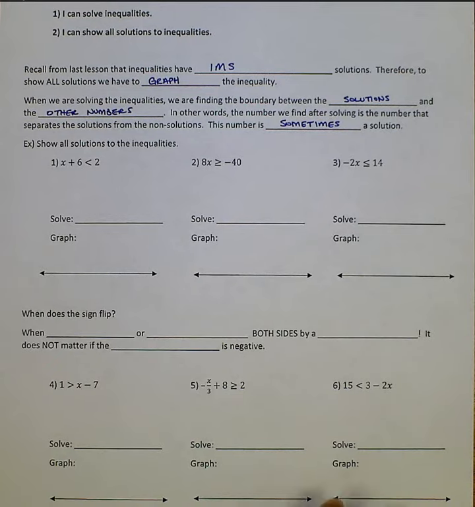So our first problem, we have x plus 6 is less than 2. We're going to solve this with the same reasoning. Remember, we're going to use inverse operations. We're going to ask ourselves, what are we trying to get by itself? What's stopping it from being by itself? What operation is it doing? What's the inverse operation? So the same line of questioning we use with equations.